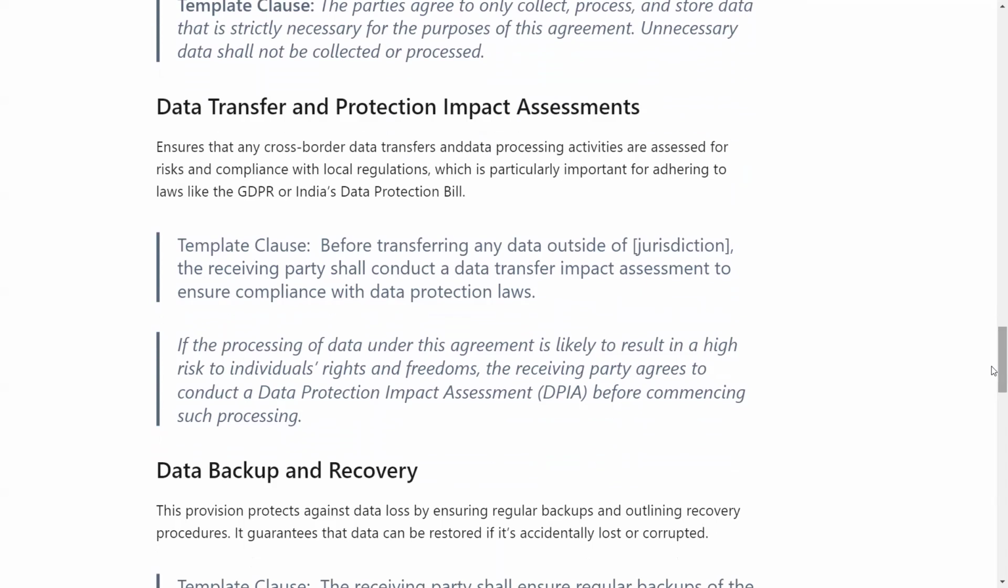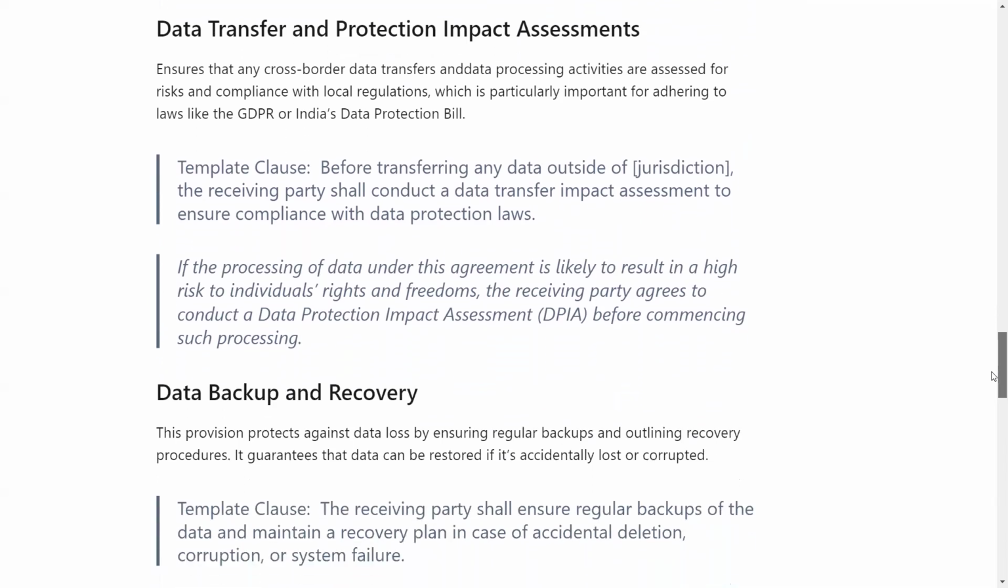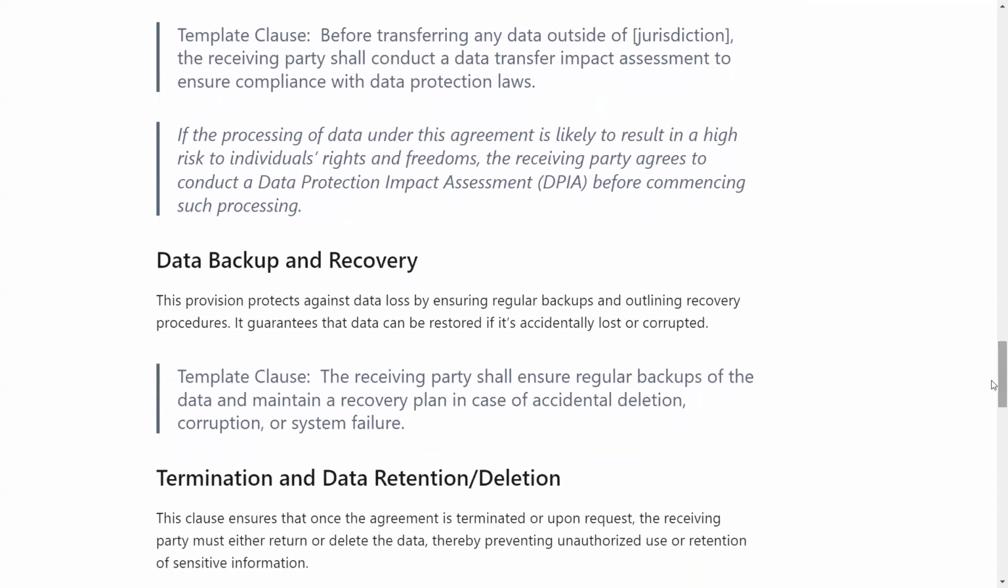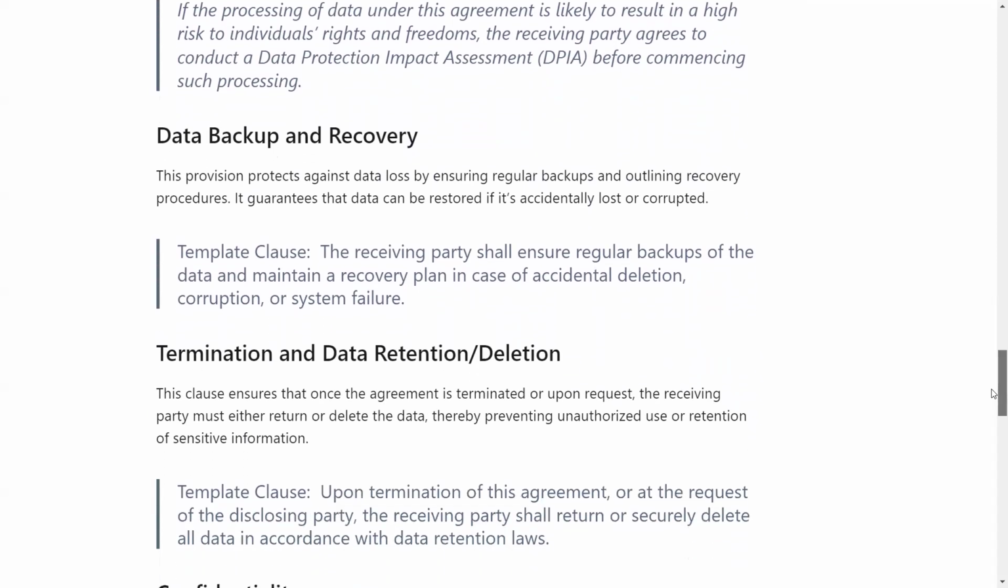Template clause. Before transferring any data outside the jurisdiction, the receiving party shall conduct a data transfer impact assessment to ensure compliance with data protection laws. If processing of data under this agreement is likely to result in a high risk to individuals' rights and freedom, the receiving party agrees to conduct a data protection impact assessment before commencing such processing.